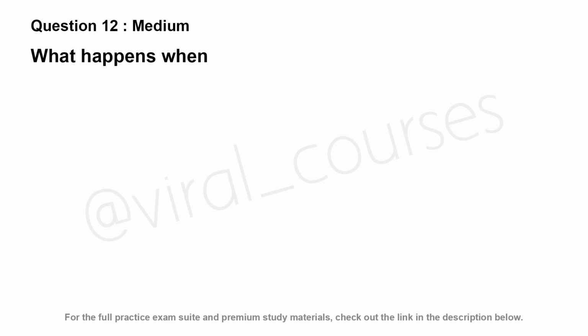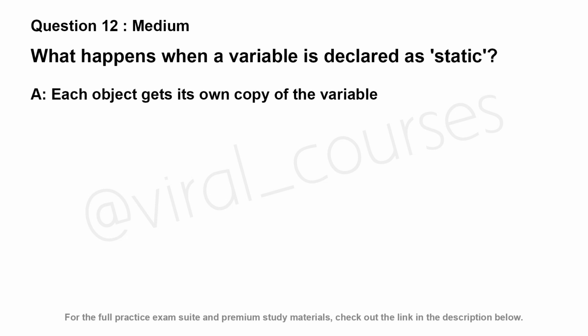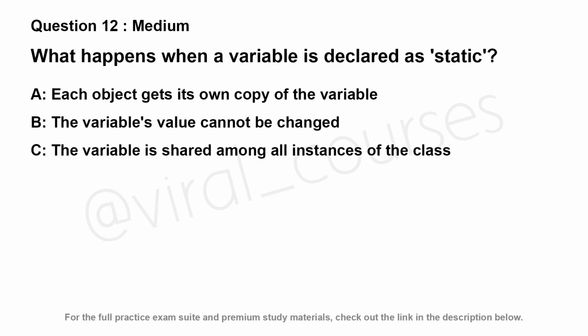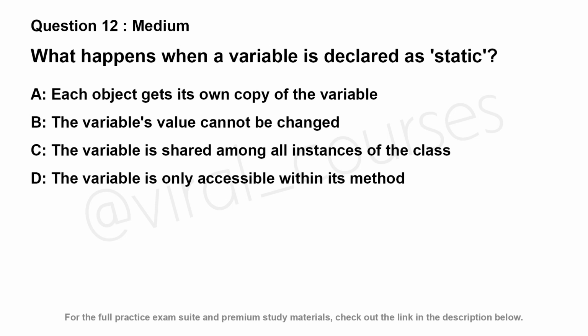What happens when a variable is declared as static? Option A. Each object gets its own copy of the variable. Option B. The variable's value cannot be changed. Option C. The variable is shared among all instances of the class. Option D. The variable is only accessible within its method.